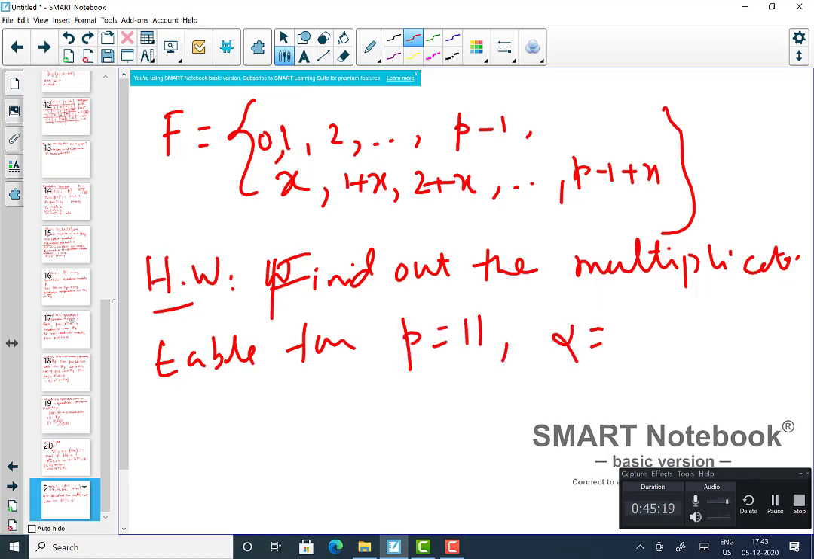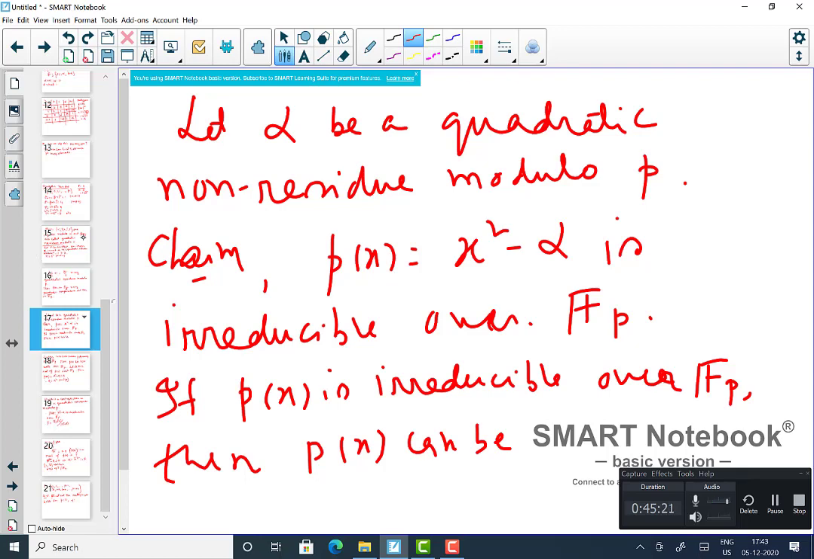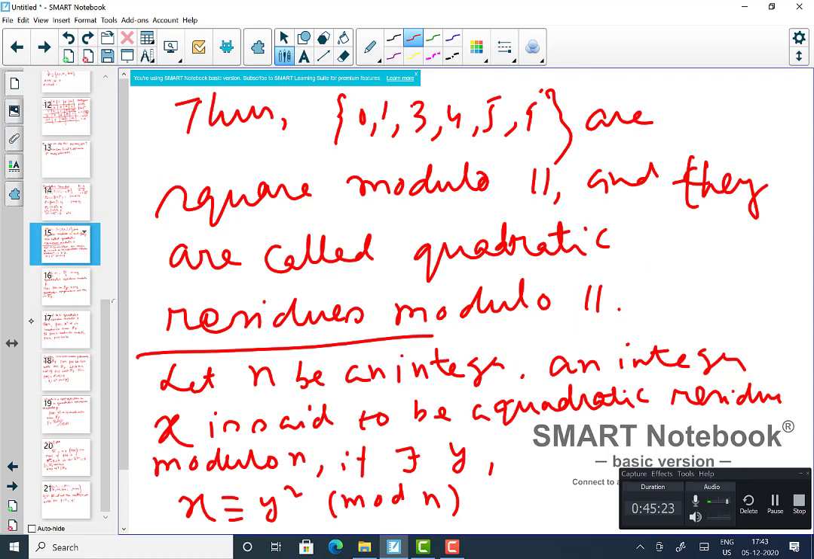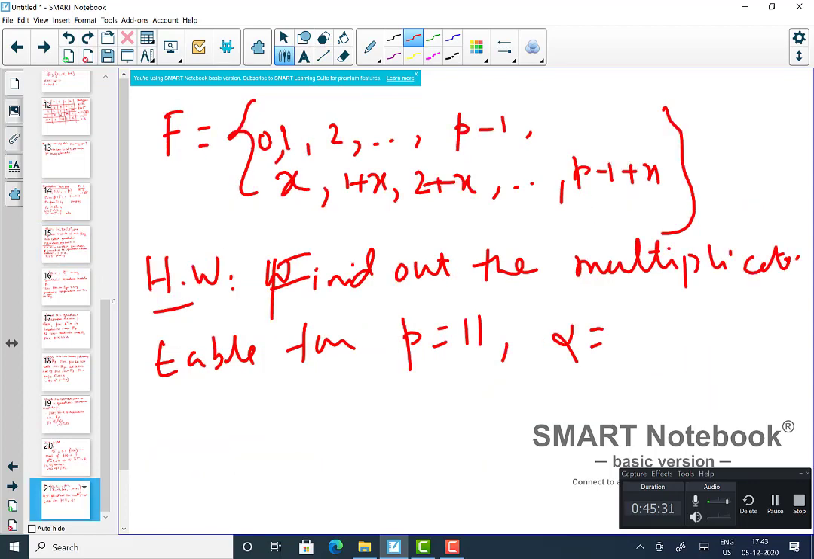So now what are the residues we find out? 1, 3, 4, 5, 9. So you choose something, say 2 is a non-residue, right? So alpha equal to 2. Okay, so find out what the multiplication table is, how it looks like.